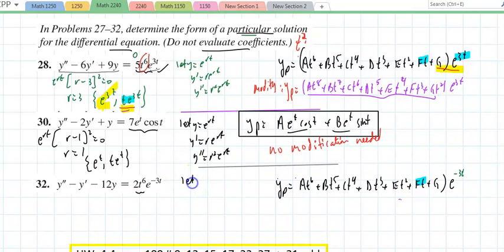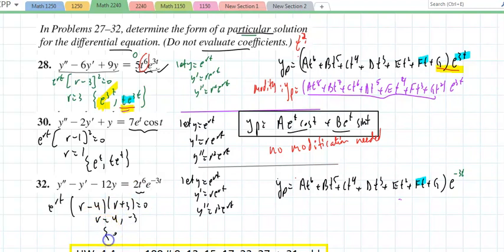Now, when I find the complementary solution, I let y equal e to the rt, y prime equal r e to the rt, y double prime equal r squared e to the rt. I'll get e to the rt times (r minus 4)(r plus 3) equal to 0. So r equals 4 or negative 3. E to the 4t and e to the negative 3t. Do you see here it appears only once? I need to get rid of one of those.